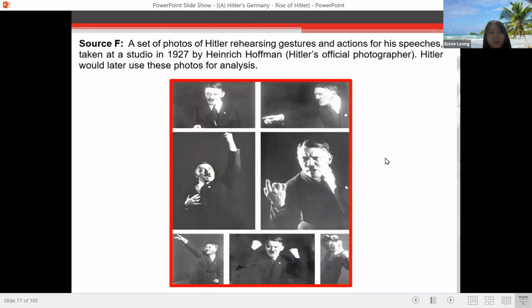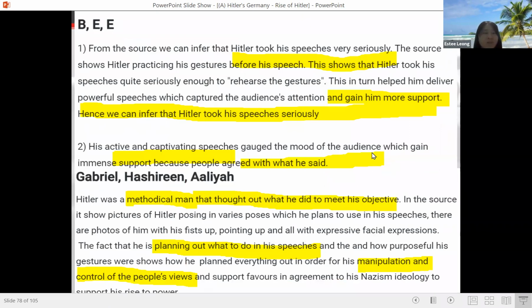All right, and another source: Hitler rehearsing gestures and actions. These are pictures taken by Hitler's official photographer, and Hitler would later use these photos for analysis. So what kind of analysis? Ethan, Edissa, and Denny.